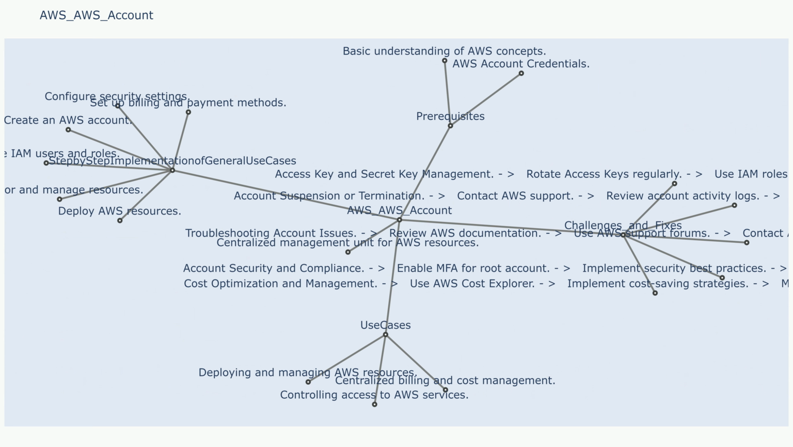Regularly audit account activity. Monitor and review account activity logs to detect any suspicious behavior. Use security tools like GuardDuty and CloudTrail. Utilize AWS security tools to monitor for threats and track account activity. Cost optimization and management. Use AWS Cost Explorer.